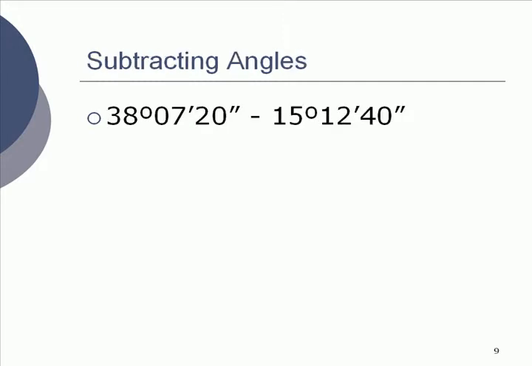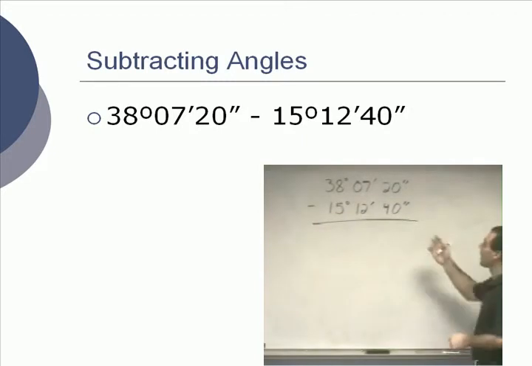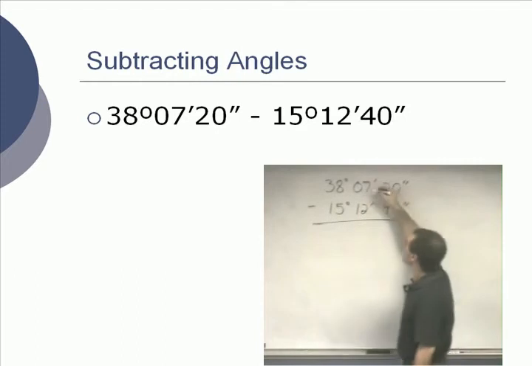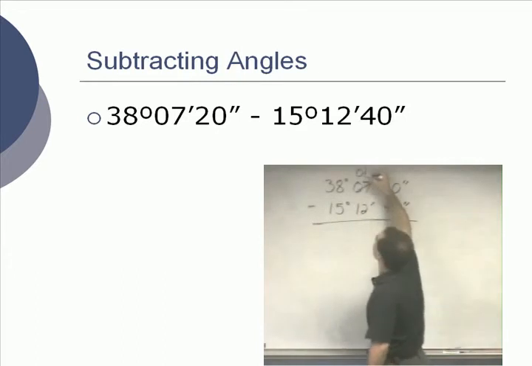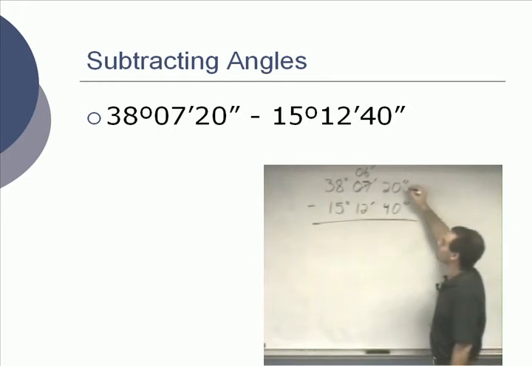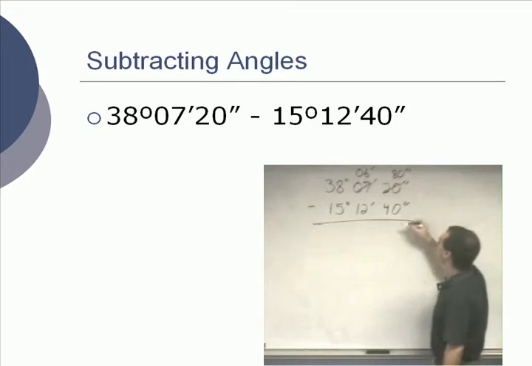Subtraction is handled similarly, except we may need to borrow minutes or seconds. All right. Well, start out just as you would normally with longhand subtraction. You start on the right. 20 seconds minus 40 seconds. We can't do it. We need to borrow a minute. So we're going to lose 1 minute, call it 6 minutes. But that gets us up to how many seconds here? 80, right. That bumps us up to 80 seconds.